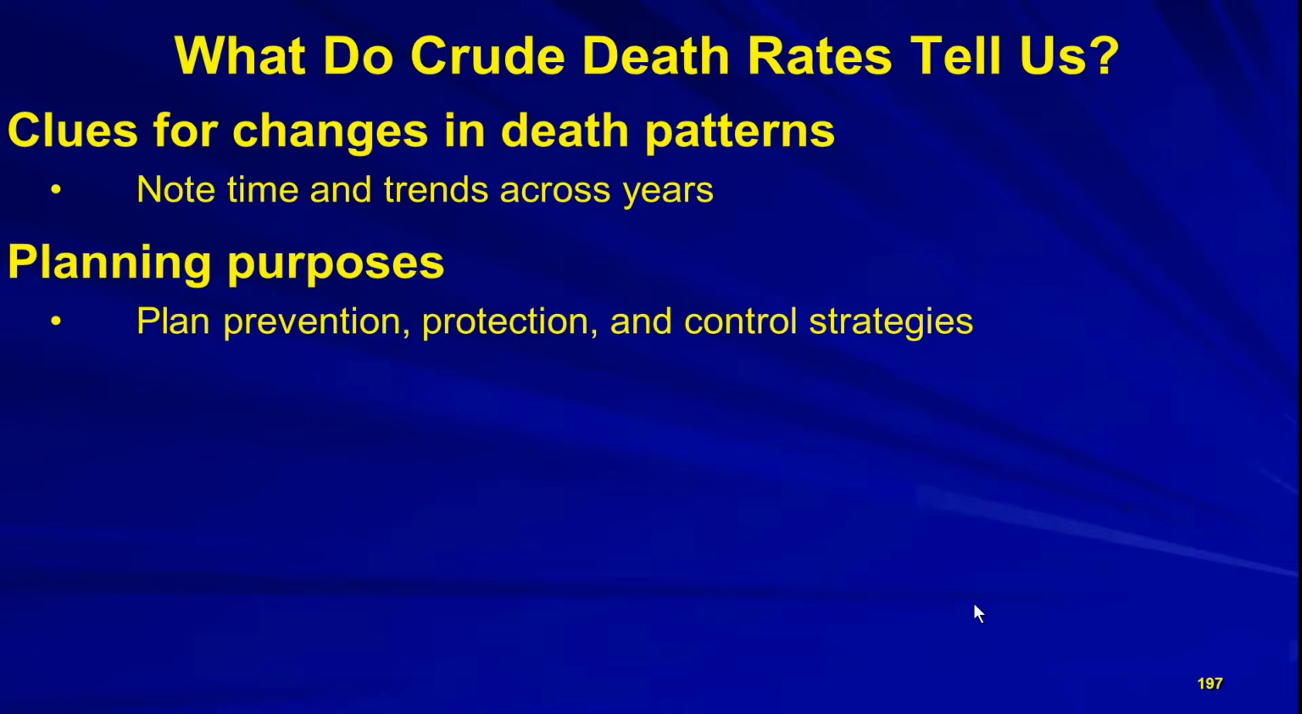So we can look at time and trends across years. We can see progress or not. Also, we want to use them for planning purposes. If we're not making progress, how can we make strides, especially with chronic diseases? We need to be doing a lot more planning and a lot more thinking, and we need to talk about protection and control strategies that are going to help the population.